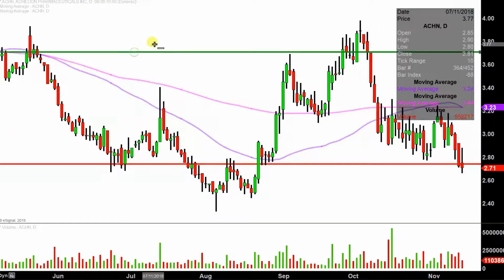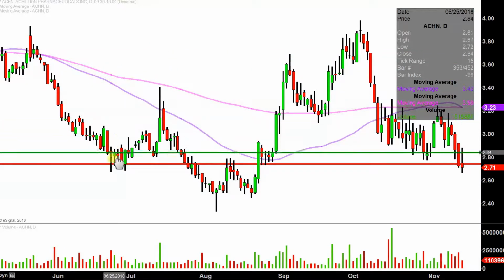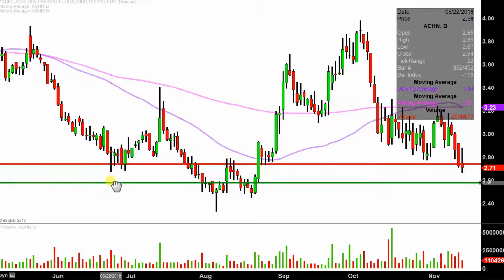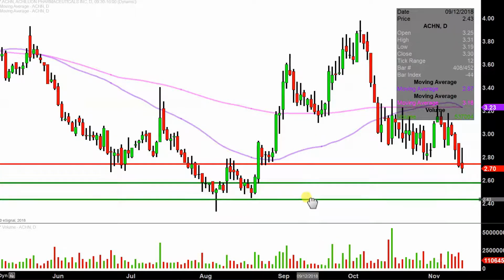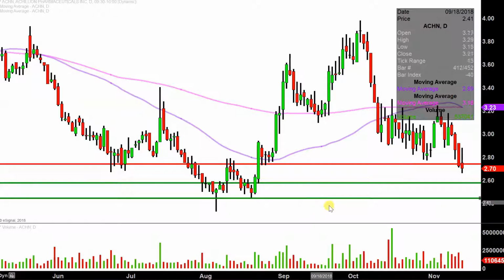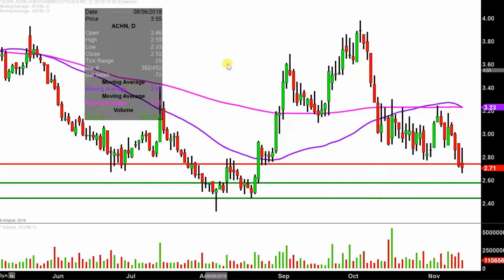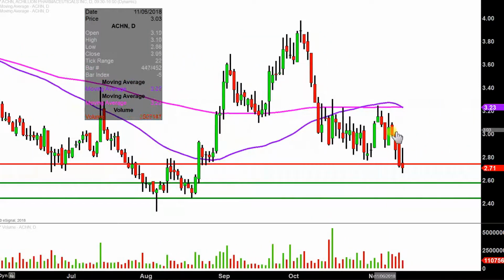And from that point of view, assuming this downwards movement continues, the next key level of support would be down there right around $2.58. And then after $2.58, the next key level down is around $2.45.